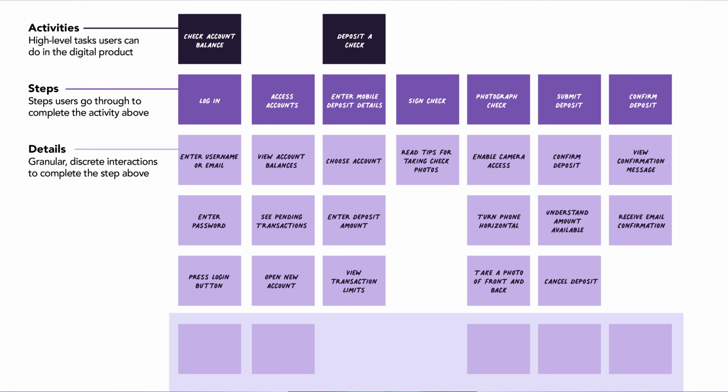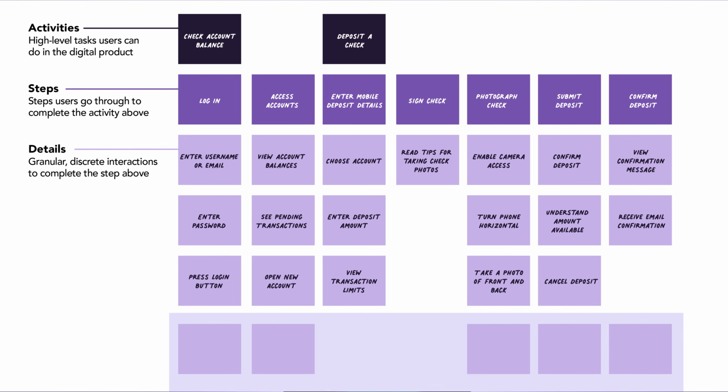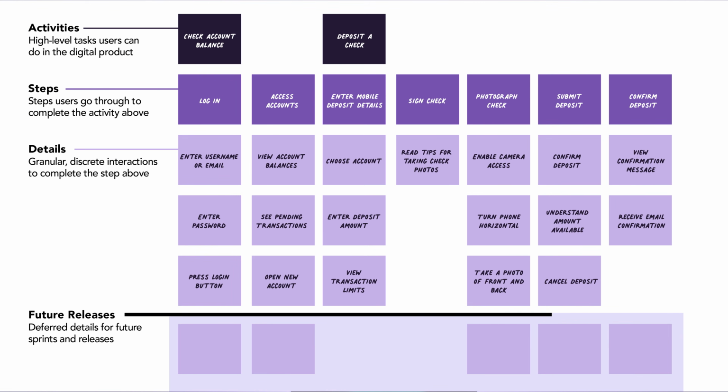Once the story map is complete, Agile teams will often draw horizontal release lines and move details included in each release above the lines, leaving any deferred details below. The deferred details, along with any new activities, steps, and details added to the story map, become candidates for future sprints based on what the team learns and prioritizes over time.